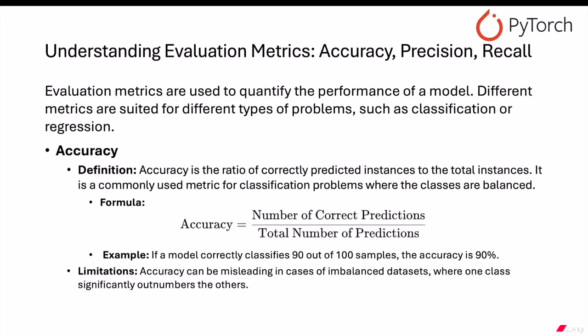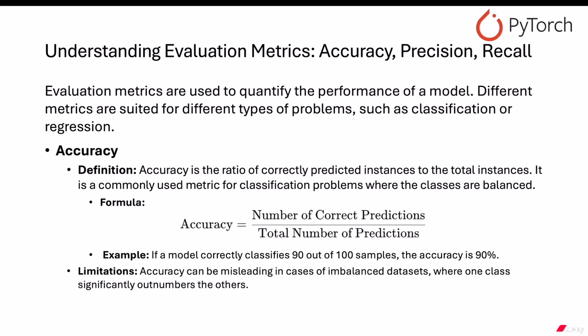Understanding evaluation metrics: accuracy, precision, and recall. Evaluation metrics are used to quantify the performance of a model. Different metrics are suited for different types of problems, such as classification or regression. Accuracy. Accuracy is the ratio of correctly predicted instances to the total instances. It is a commonly used metric for classification problems where the classes are balanced.